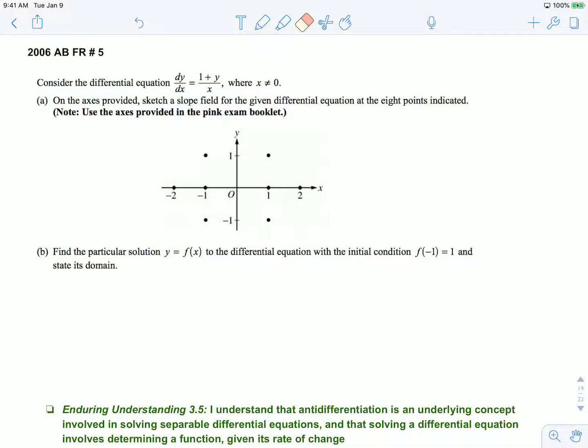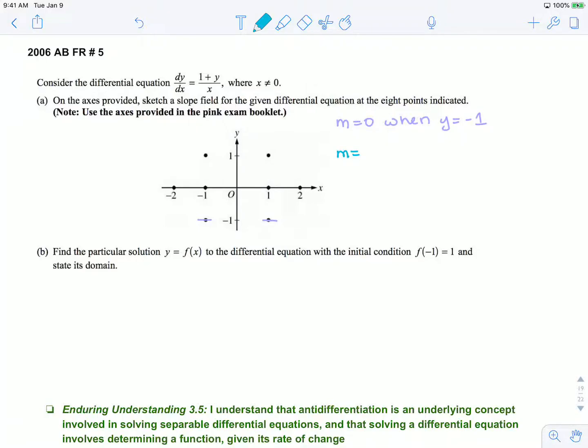Here we're given this differential equation and we want to sketch the slope field at the 8 points indicated. So this is a throwback review. We know our slope equals 0 when y equals -1. So down here at these 2 points where y is -1, we'll have a slope field of 0.